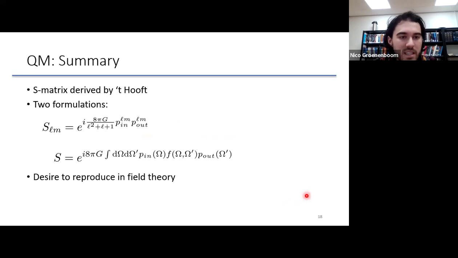So yeah, we've seen the S matrix as it was derived by 't Hooft. There are two possible formulations. One is in partial waves, where we have diagonalization, and the other is in position space, where we have the full integral, the Green's function. And now our desire was to reproduce this in field theory.